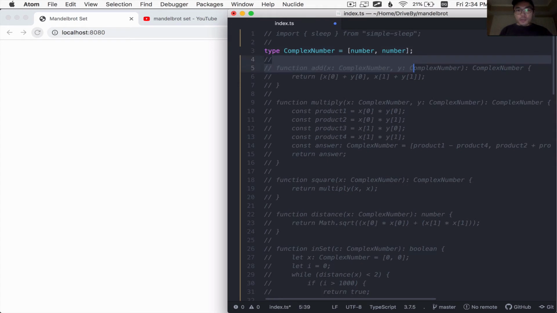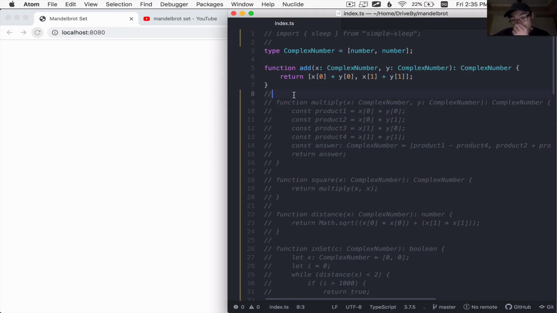And then I'm going to need to be able to add together complex numbers. So how do we add two complex numbers? Well, that's actually very easy. You just add the real parts. I'm saying the real part of the number is in index 0 and the imaginary part is in index 1. So I just pick out the real parts, add them together, pick out the imaginary parts, add them together, and let those sums be the respective real part and imaginary part of the result.